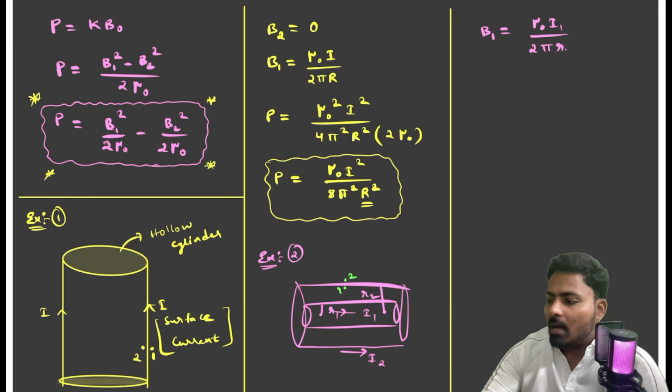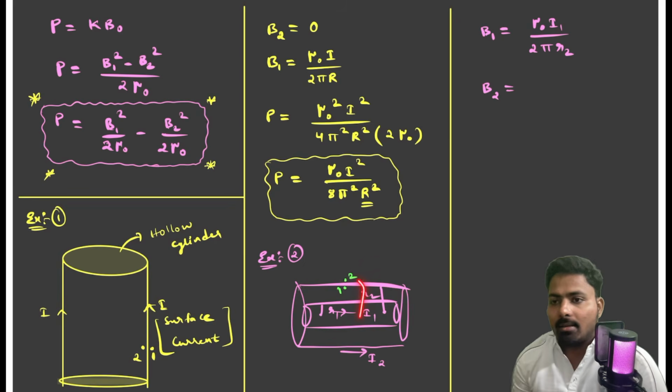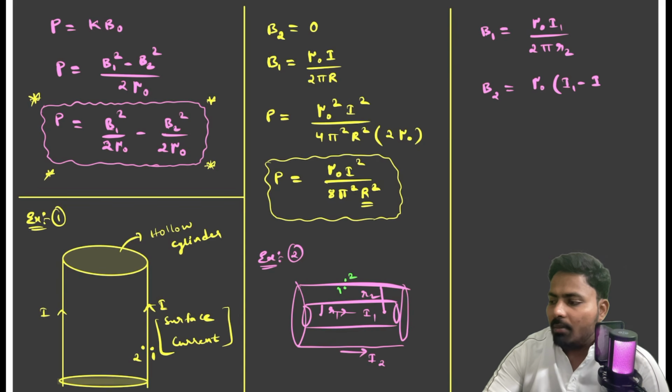2 pi r2. And similarly, what is B2? B2 is the outside point for both the cylinders, understood? So both the currents will be added over here, because the current directions are the same. If they were different, then they would get subtracted. So B2 is mu naught into I1 plus I2 by 2 pi R2.